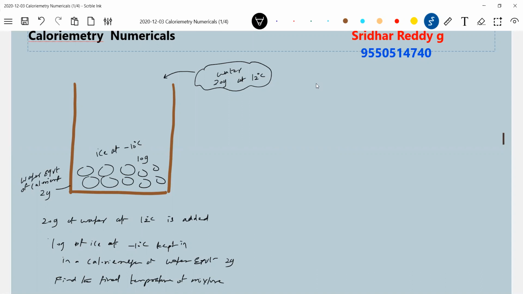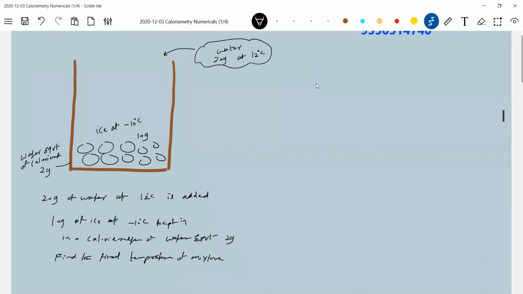Now, what do you expect? The final temperature should be less than 12 and greater than minus 10, so in between. Directly you can't say the value, so I'll use the formula. We have to analyze carefully here. First, for the whole ice to melt, what is the heat required? First, from minus 10 to become 0, what is the heat required for ice? I'll call it Q1.